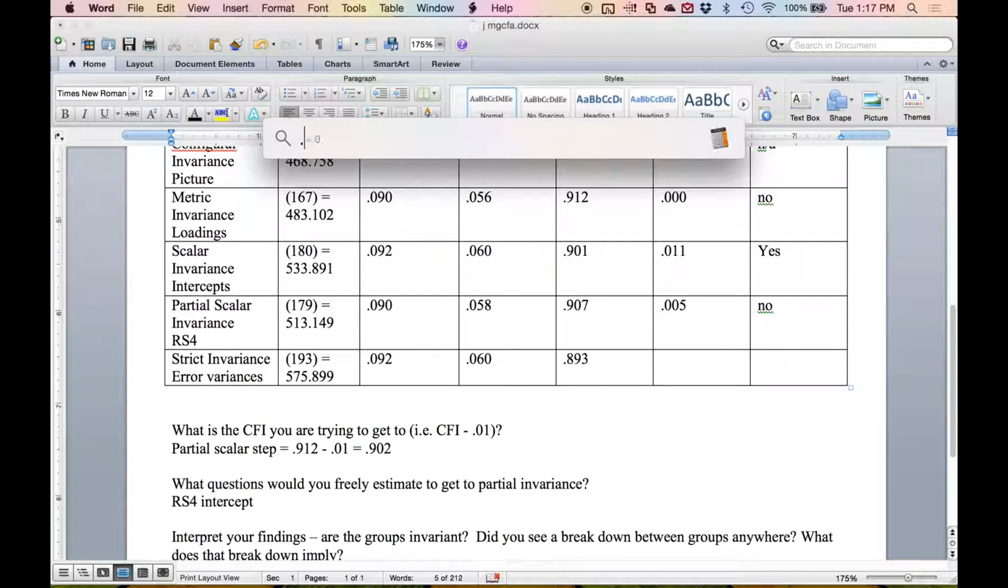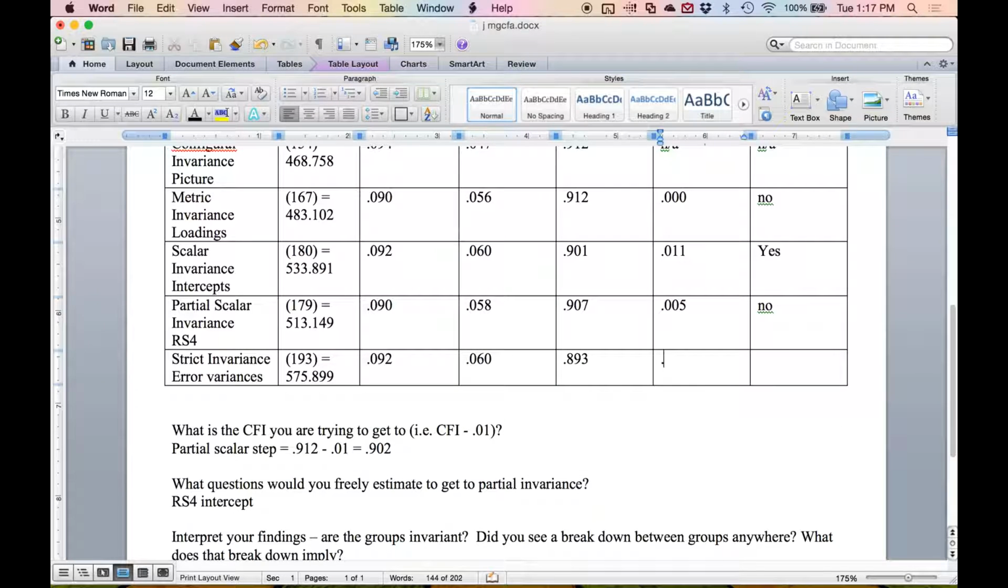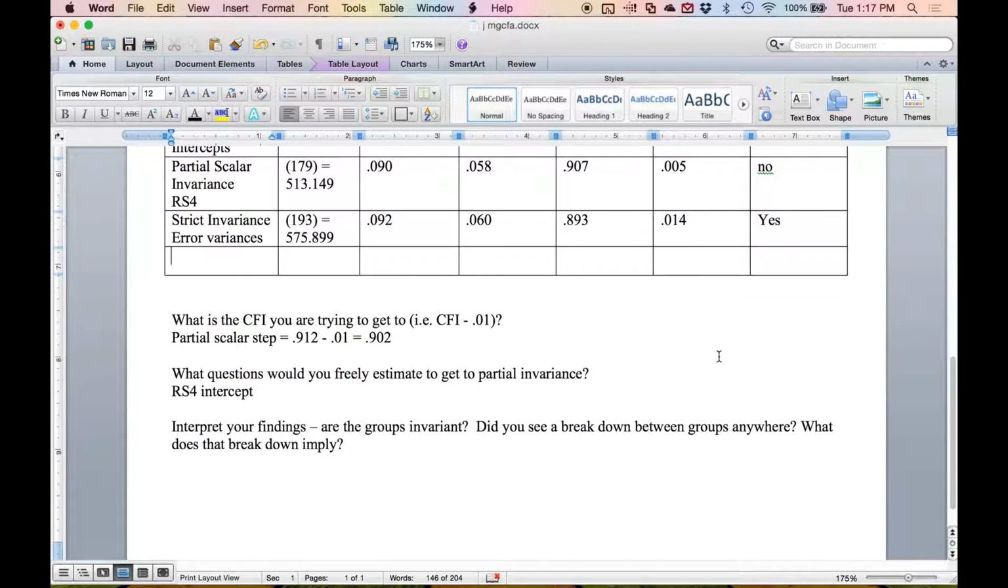So if I take 0.907 and I subtract 0.893, I get 0.014. Darn it. So these are significantly different. So even though we've controlled for the invariance at the intercept step, I now have the problem that there's something about the residuals that aren't the same.